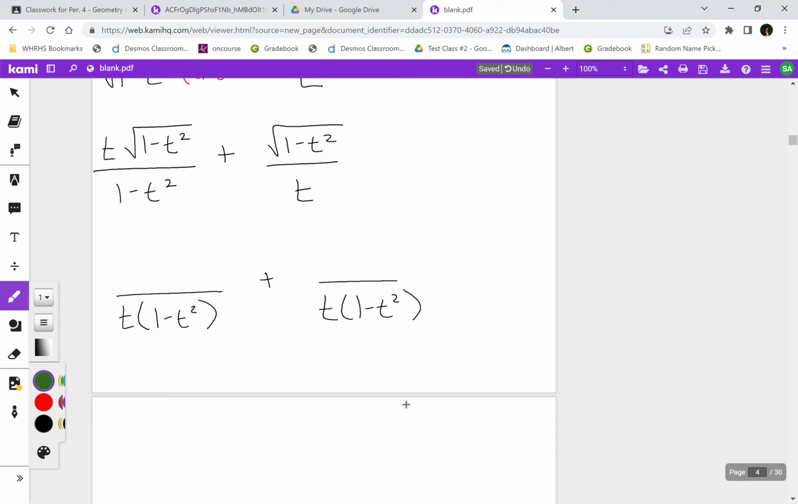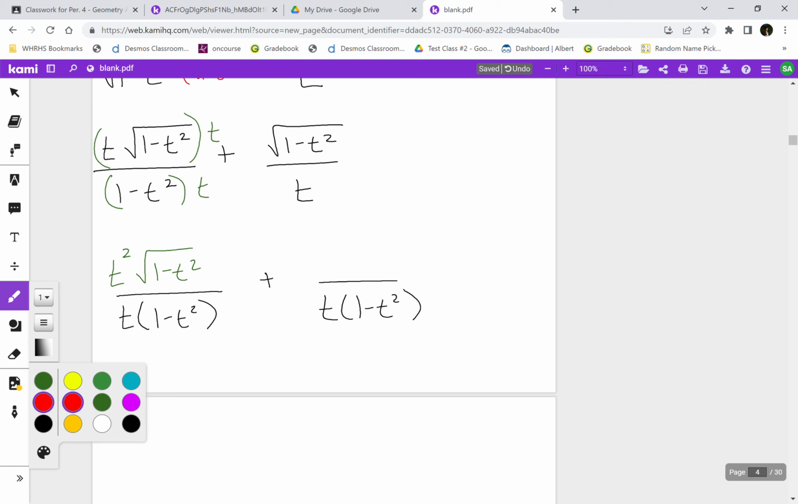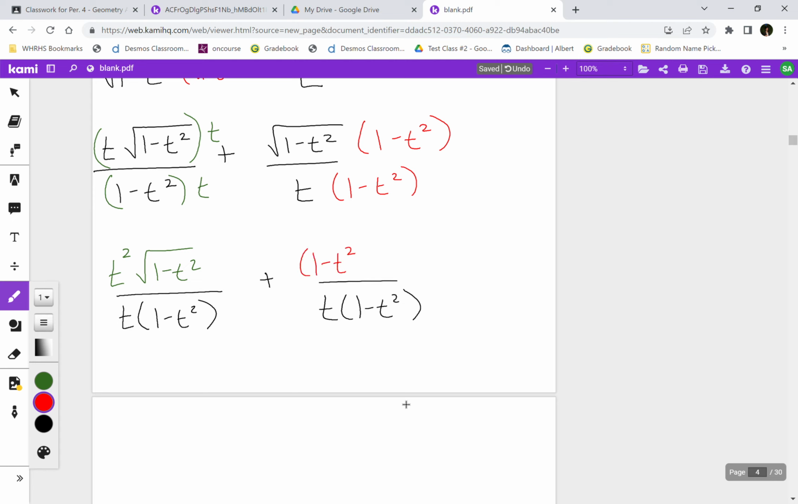So in the first fraction, what am I going to multiply top and bottom by? T. Do we agree that's going to be a t squared root 1 minus t squared? Yes, no, maybe. All right, and in the second fraction, what am I going to multiply by? 1 minus t squared. So then we're going to have the quantity of 1 minus t squared times the root of 1 minus t squared.